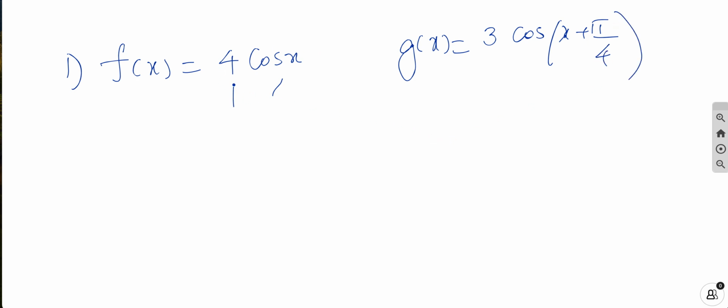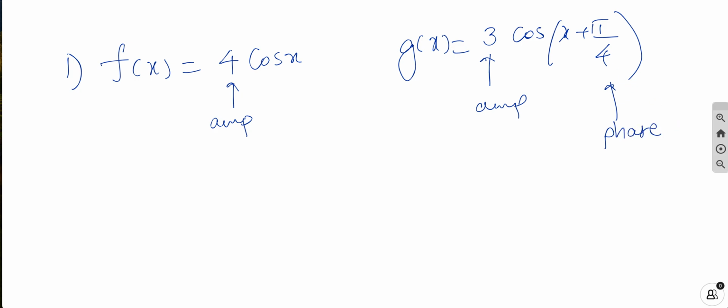So if you see, the amplitude is different. Amplitude here is 4, the amplitude here is 3. The frequency is same because the number that is multiplying with x is 1 in both cases. And what else is different? There is a phase difference because of this pi by 4.